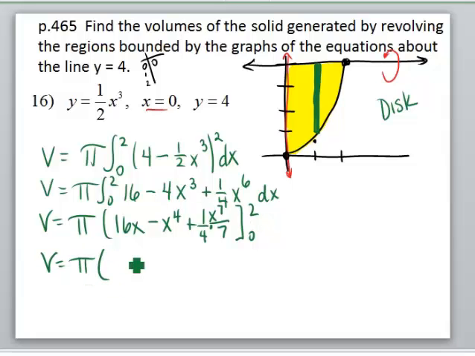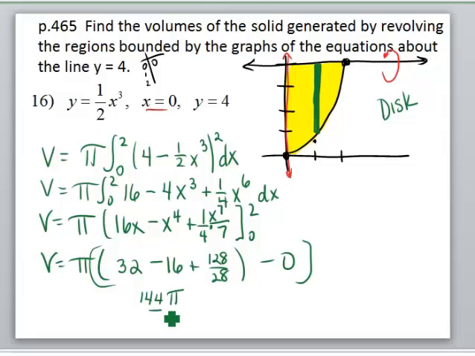That gives me the answer of 32 minus 16 plus 128 over 28 minus 0. Subtracting this gives me 16. Making a common denominator would give me the answer of 144 pi over 7. So I'm jumping those steps. You guys can work through the common denominators and such to come up with that final solution.